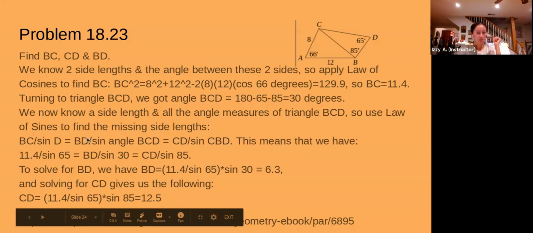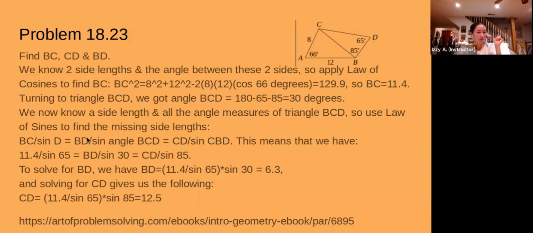And solving for CD gives us the following. So CD is going to be equal to 11.4 divided by sine of 65 times sine of 85, and that's going to be equal to 12.5.